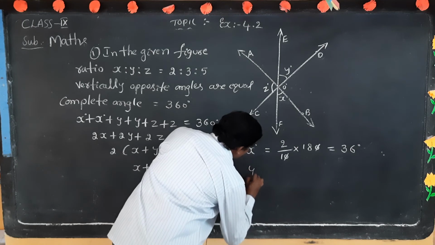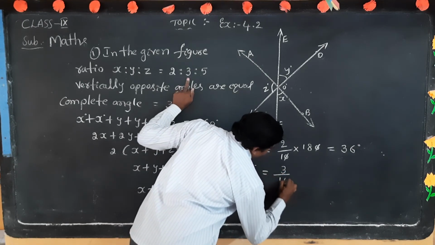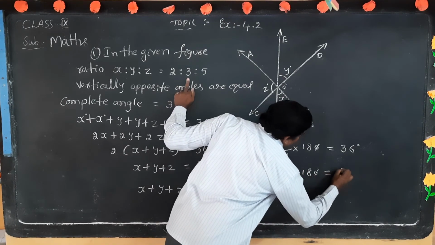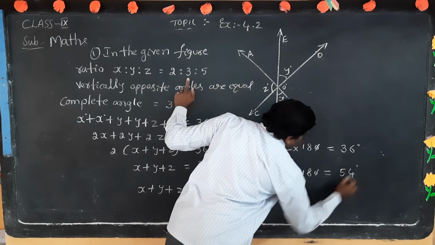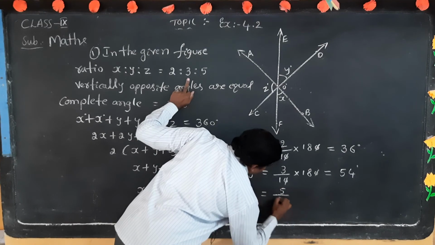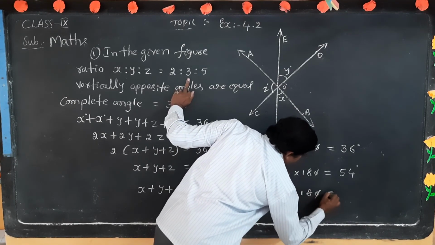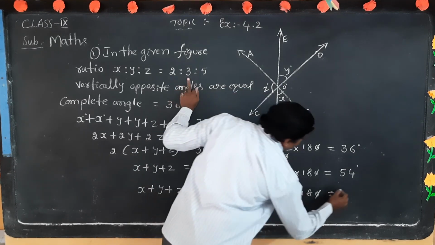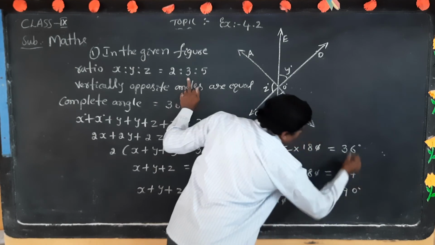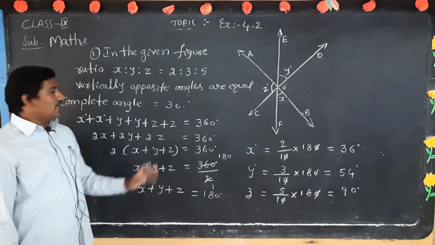Like that only, y is equal to 3 by 10 into 180 degrees. Cancelling the zeros, we get 54 degrees. Like that only, z is equal to 5 by 10 into 180. Cancelling the zeros, we get 90 degrees. Adding all the values, we get a total of 180 degrees.